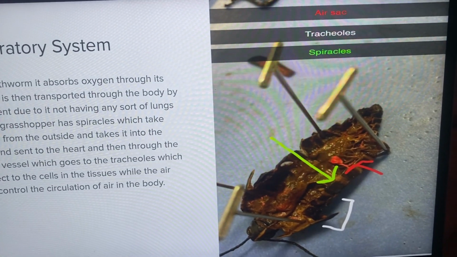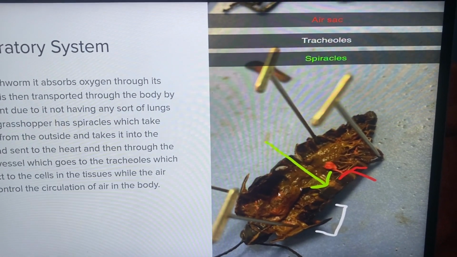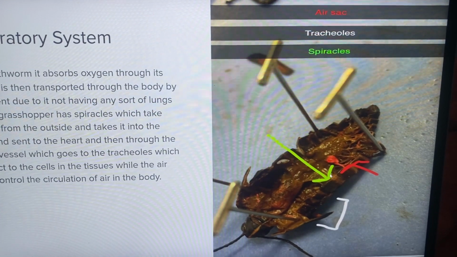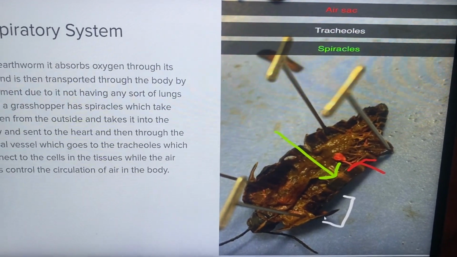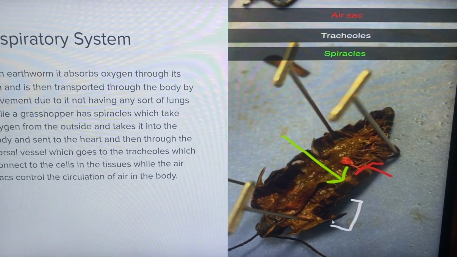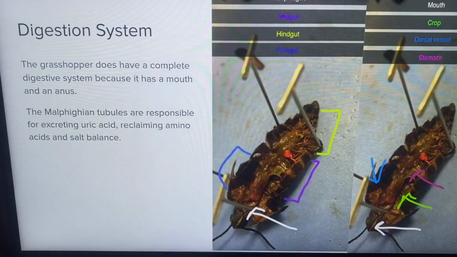And then over here we can see the big red circle to be the air sac, over here to be the spiracles, and this part over here to be the tracheoles, which I apologize for not showing you a better zoomed up one. It's quite hard to see from the picture.